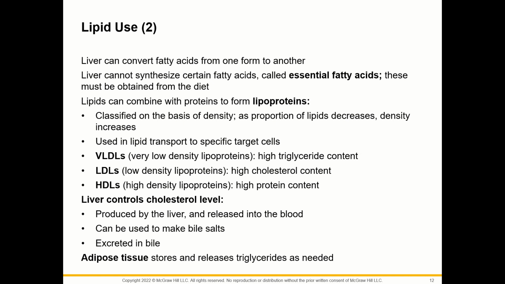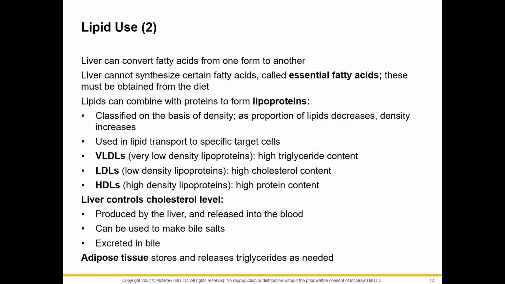VLDLs are very low density lipoproteins. LDLs are low density lipoproteins, and HDLs are high density lipoproteins. The very low density lipoproteins, or VLDLs, are of a high triglyceride content. The low density lipoproteins, or the LDLs, have a high cholesterol content. And the high density lipoproteins, or the HDLs, have a high protein content.